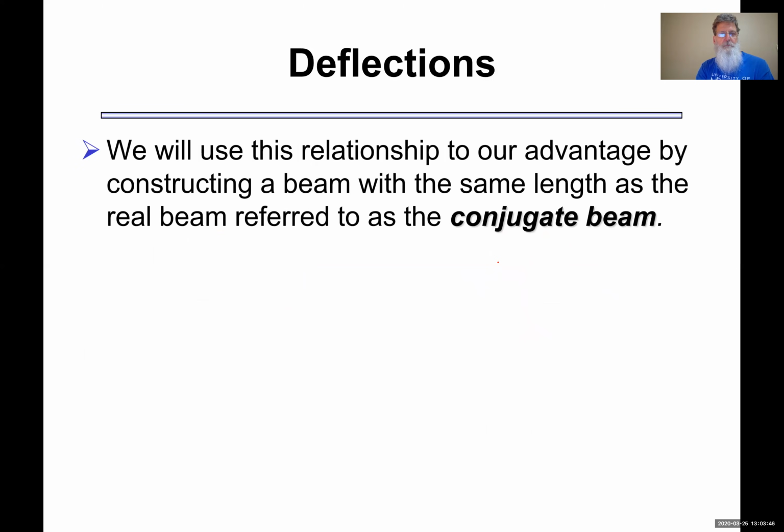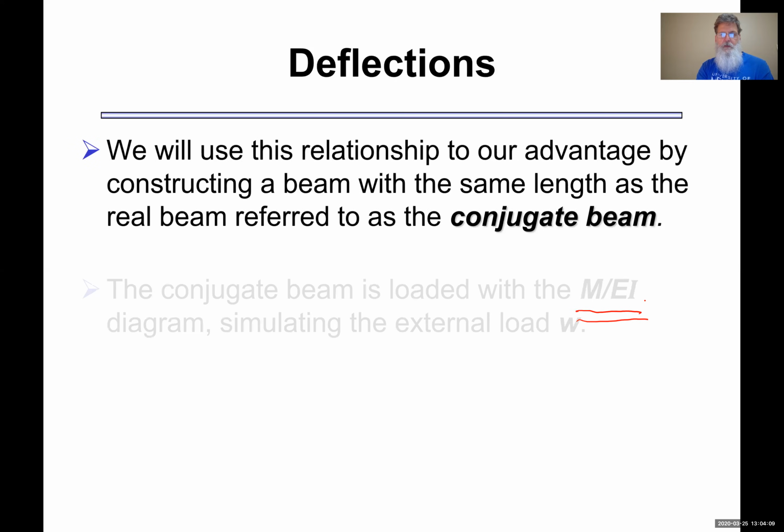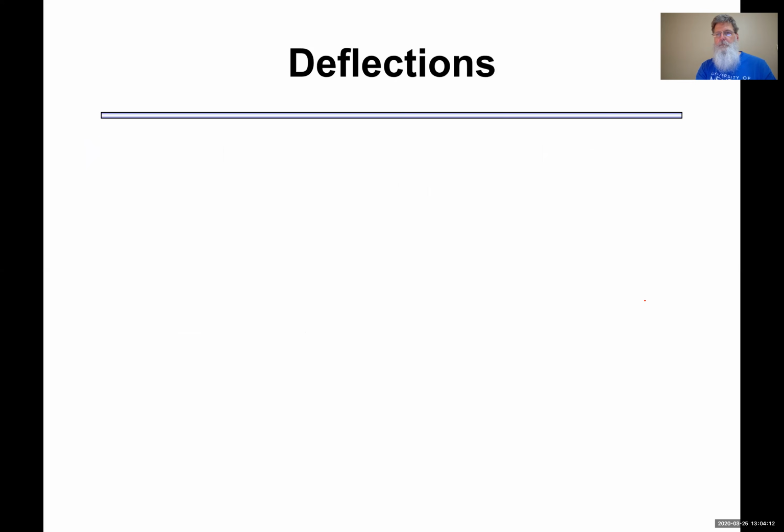So we're going to use this relationship to construct a beam that's the same length. And this beam will have a different possible set of conditions or supports, and that will be called the conjugate beam. And then we will put on the conjugate beam the real moment in the beam divided by EI as a loading on the conjugate beam. And then once we do that, shear and moment in the conjugate beam will be slope and displacement in the real beam.